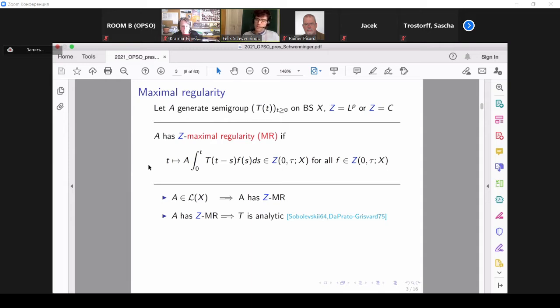And this result is old. So these things have been considered from the 60s on. I mentioned a few literature references here. This is not all one could give here, but this is a rather simple consequence of this property that you have an analytic semigroup. Now, what should be noted here is that actually the reflexive range of p's is not that interesting, because this property L^p maximal regularity is equivalent to L^2 maximal regularity.